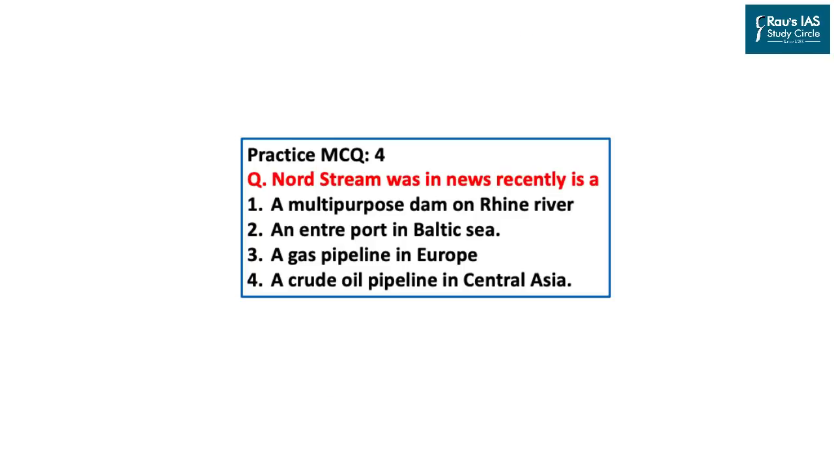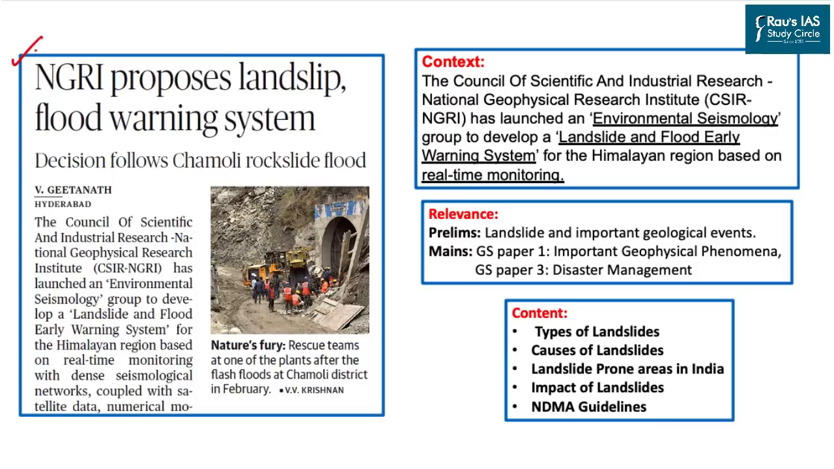Let us now move to the next article for the day. So now we come to the last article for the day. This article was published on page 5 of the Delhi edition of The Hindu newspaper and talks about the recent initiative taken by the Council of Scientific and Industrial Research with their laboratory at the National Geophysical Research Institute. Now what have they done? They have launched an environmental seismology initiative to develop a landslide and flood early warning system.